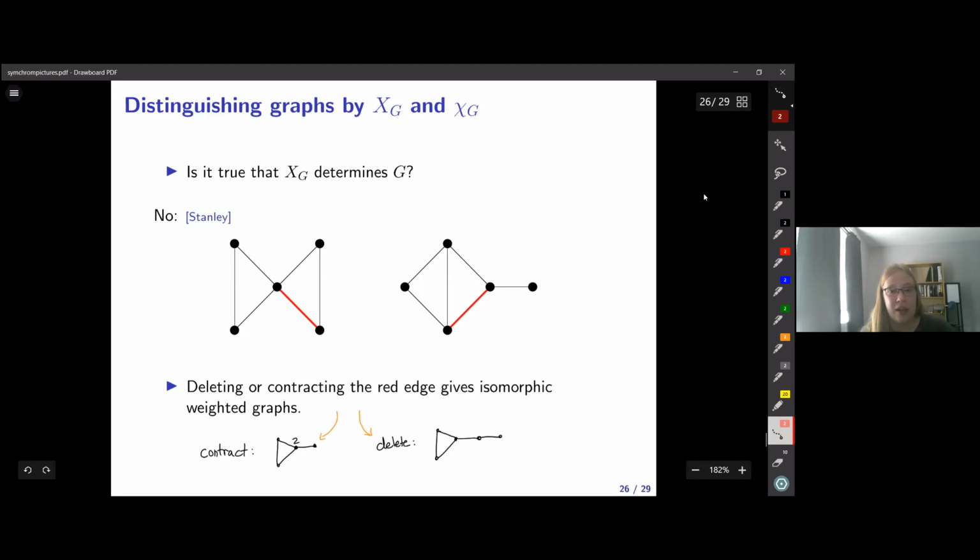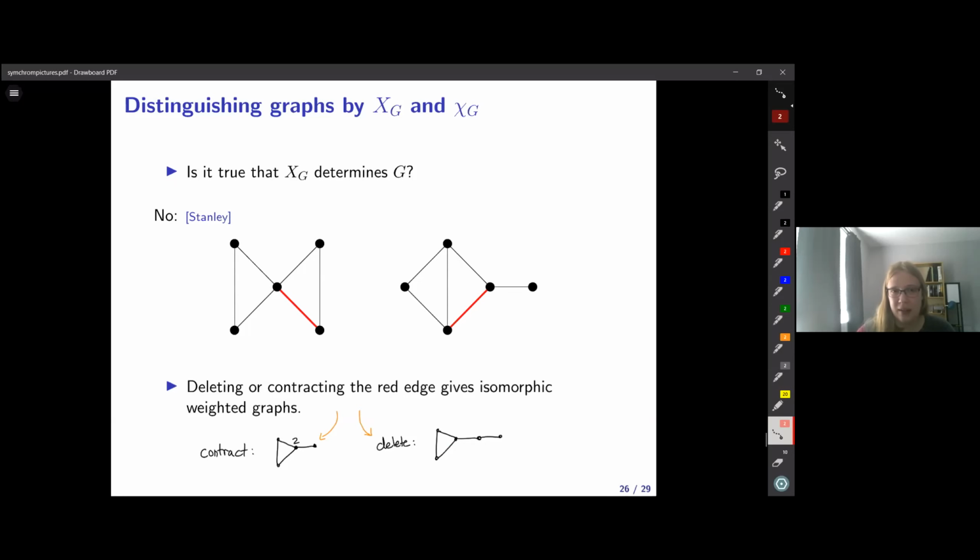But if you look at the red edge and you contract it, you get, in both cases, this weighted graph where weights 1 are omitted, and I just wrote the weight 2 where the weight is 2. And if you delete the red edge, you get this graph. So since contracting the red edge makes it the same graph and deleting makes it the same graph, because of the deletion contraction relation, we know that xg on those two graphs is in fact the same. So xg does not distinguish all graphs, which maybe is okay.